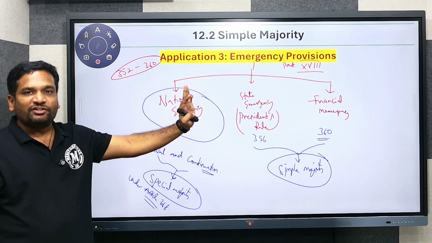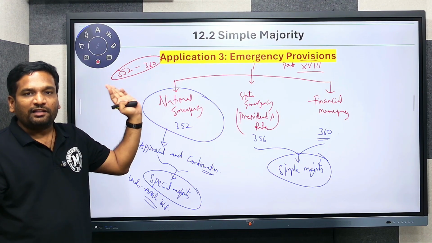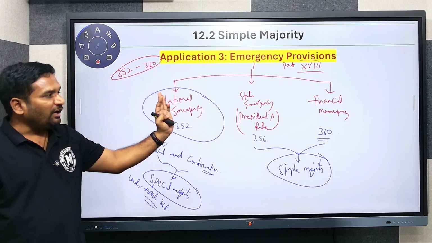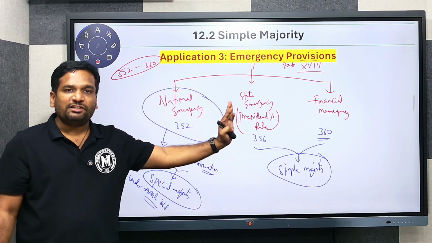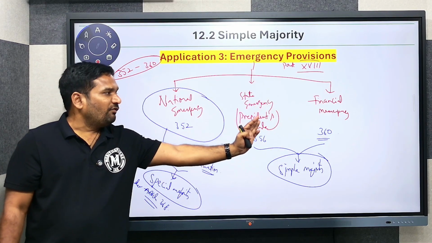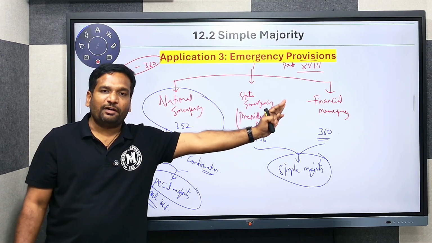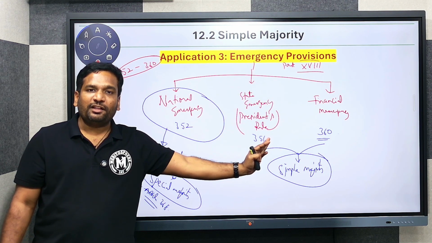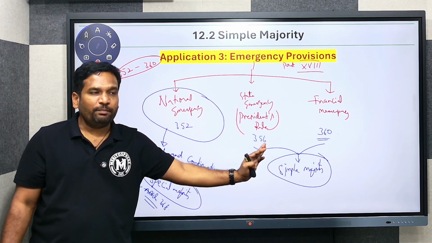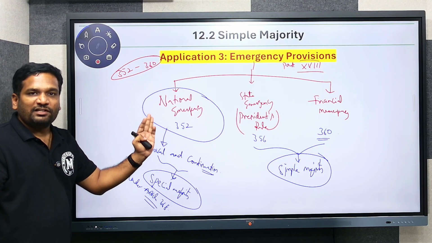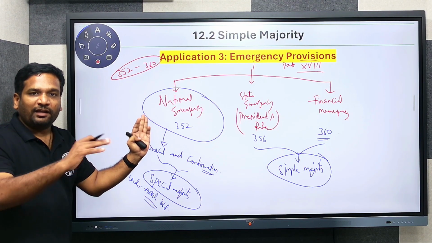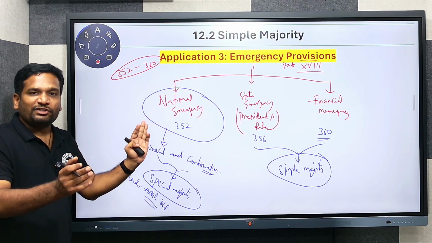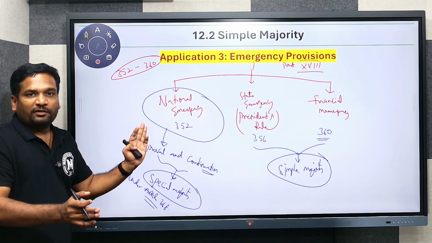The emergency provisions are listed in Part 18 of the Constitution under Articles 352 to 360. There are three types of emergencies: national emergency, state emergency or President's rule, and financial emergency. For the last two emergencies, that is state emergency and financial emergency, the approval of the Parliament is required, and the majority used for the approval of the Parliament is simple majority. Whereas for the national emergency, the approval is required for the proclamation and the continuation. The majority that is required is special majority under Article 368.